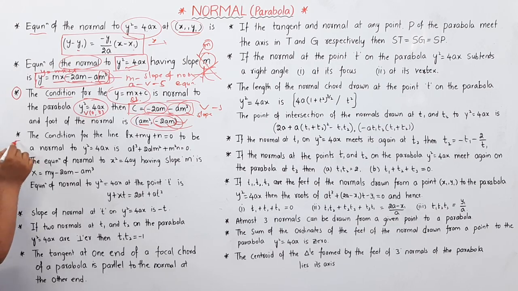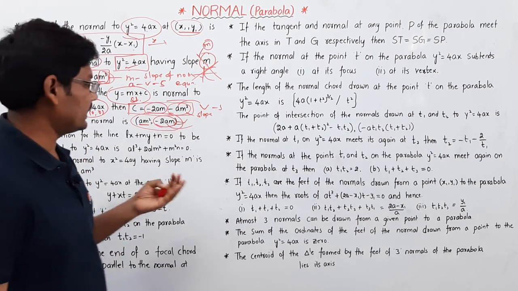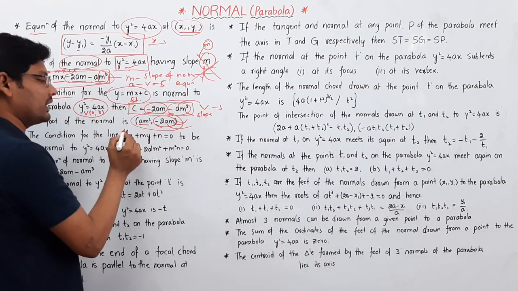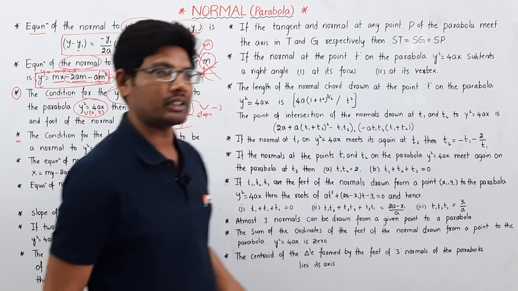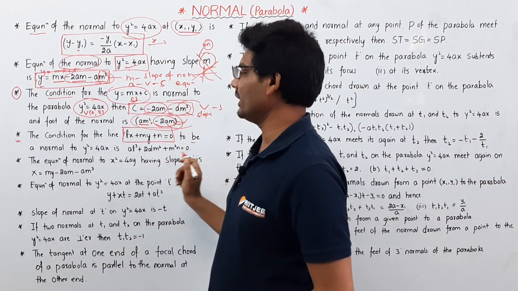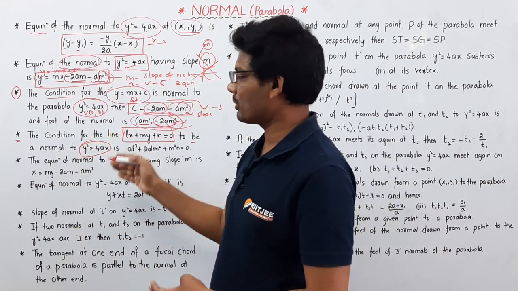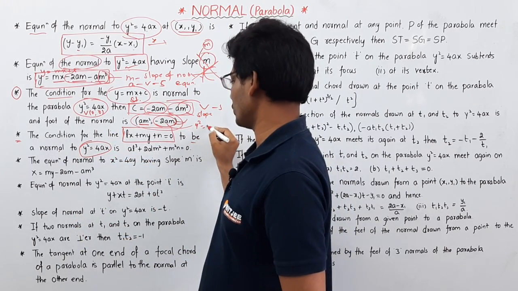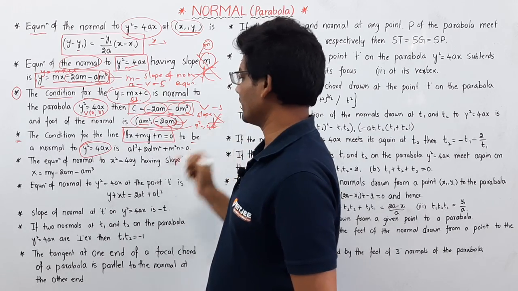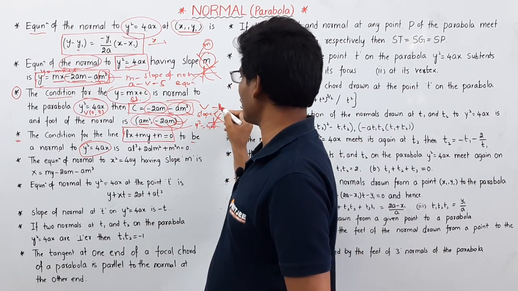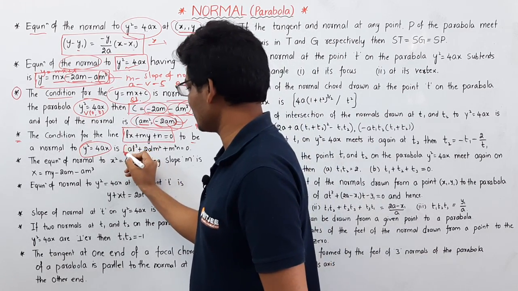And the next point, the condition for the line. Here the condition for the line lx plus my plus n is equal to 0. This is a straight line equation, lx plus my plus n equal to 0, to be a normal to this parabola. That is the standard form of parabola, y square is equal to 4ax, and this is the parabola, and a normal is given. This normal line is lx plus my plus n is equal to 0.